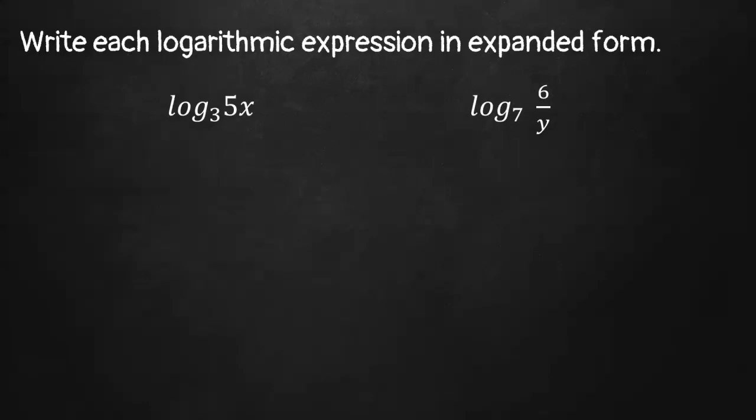So here we have two expressions here. I can see in the first question that I have 5 and x. So in that argument, they're being multiplied. So I know that that's going to be the product property. When I break it down, I'm going to have the addition of two logs.